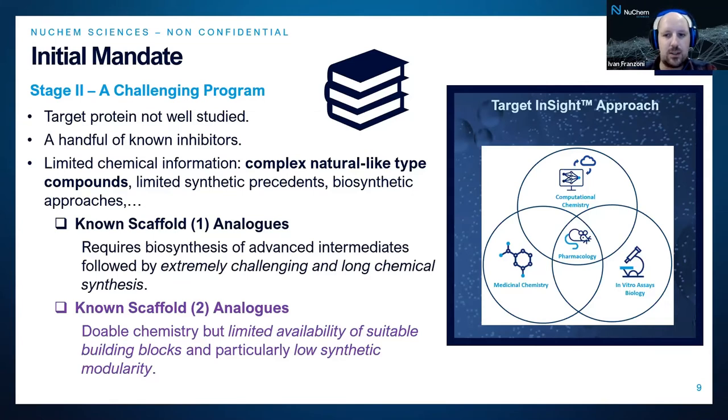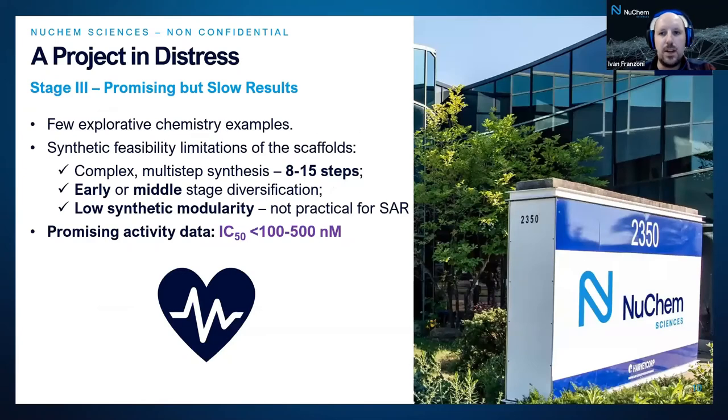The second class of inhibitors still resembles natural-like compounds, but the synthesis of analogs based on this chemical scaffold was found to be more practical and elected as leading series, although a number of important limitations were still present. Over several months, our medicinal chemistry team was able to successfully synthesize a few explorative, structurally complex molecules inspired by the limited information reported in the literature.